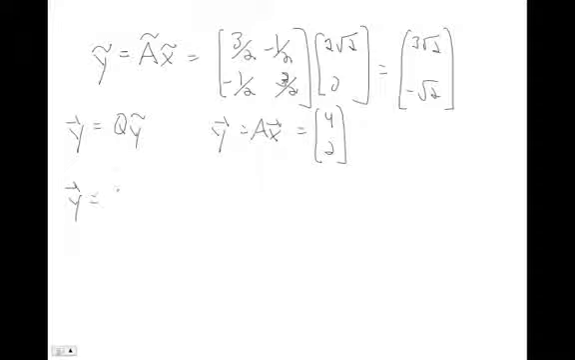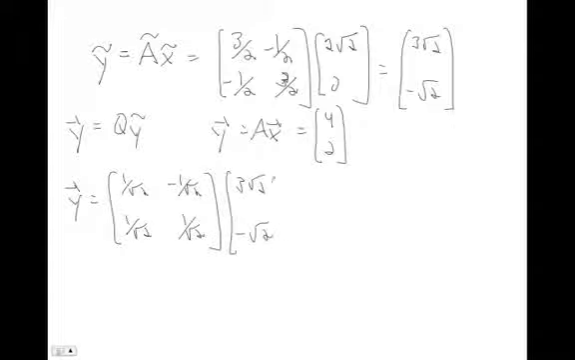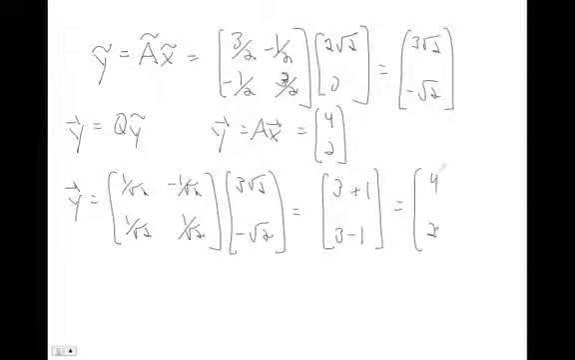So y tilde equals, so it's q, and q is 1 over square root of 2, 1 over square root of 2, minus 1 over square root of 2, 1 over square root of 2. And our y tilde that we just computed was 3 square roots of 2 and minus square root of 2. And when I multiply those two together, I get 3 plus 1 and 3 minus 1. And then I get 4, 2. So I got the same y that I was expecting. So this actually works. So that's an example. I'm just crunching through the numbers, but this sort of procedure will generally work.